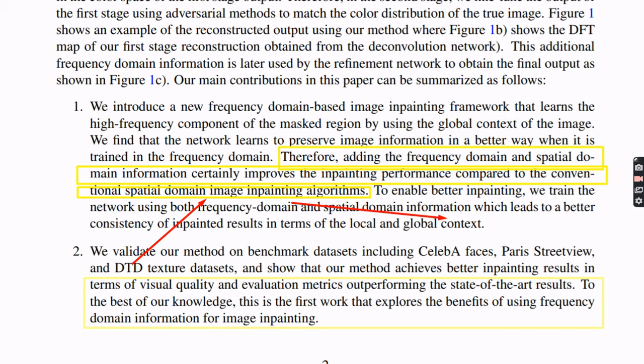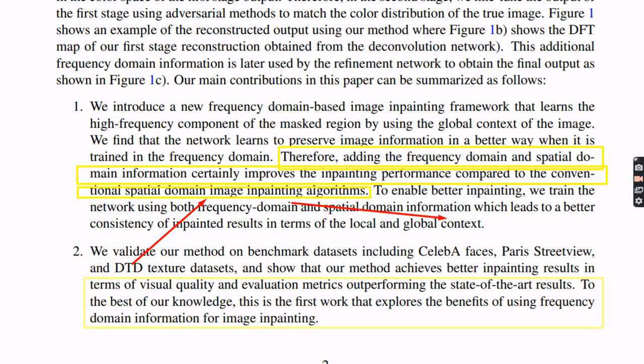Therefore, adding the frequency domain to spatial domain information certainly improves the inpainting performance compared to the convolution of spatial domain image inpainting algorithms. Spatial image inpainting algorithms take a lot of time. That means whether it's in the form of time or in the frequency, it's not a matter. It's all about the computation of the matrix. And also in terms of visual quality and evaluation metrics, probably there is an involvement of the state of the art neural style transfer algorithm, the best knowledge which the neural network can gain.